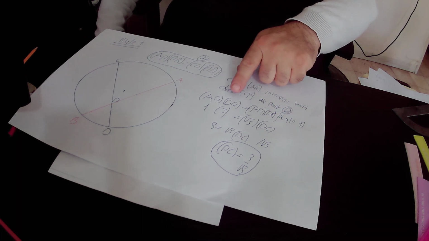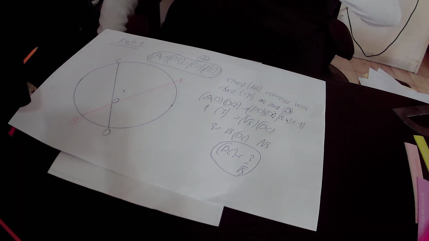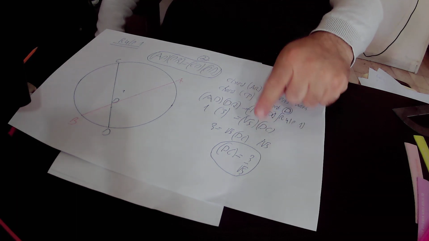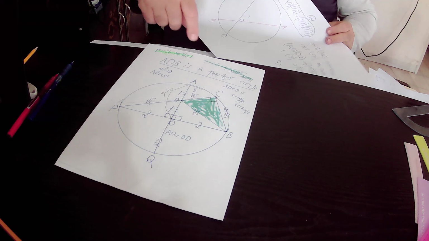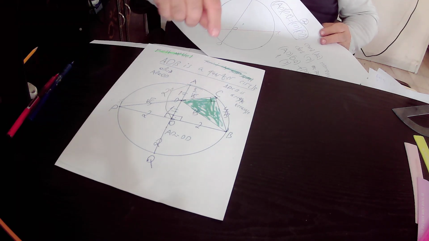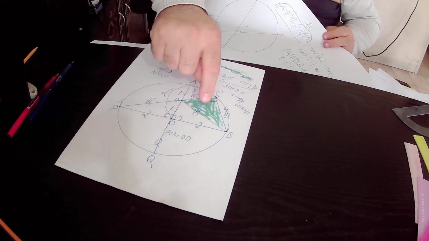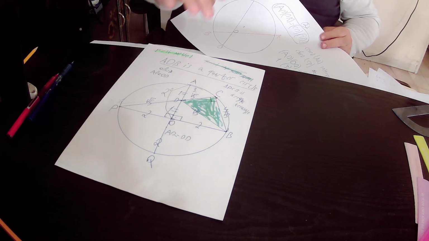So here we found out that 3 equals square root of 5 times DC. We divided this equation by square root of 5 and found that DC equals 3 over square root of 5 units. Here DC equals 3 over square root of 5 units, and we implemented the Pythagoras theorem on the right blue triangle DCB.